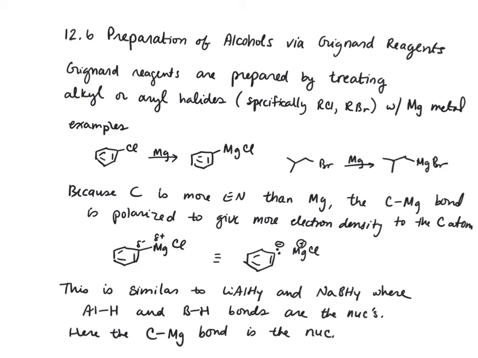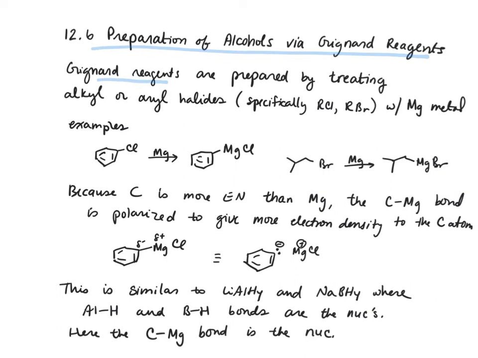This video covers sections 12.6 and 12.7 in the Klein textbook. The first section we'll discuss is 12.6, which is the preparation of alcohols via Grignard reagents. What is a Grignard reagent?